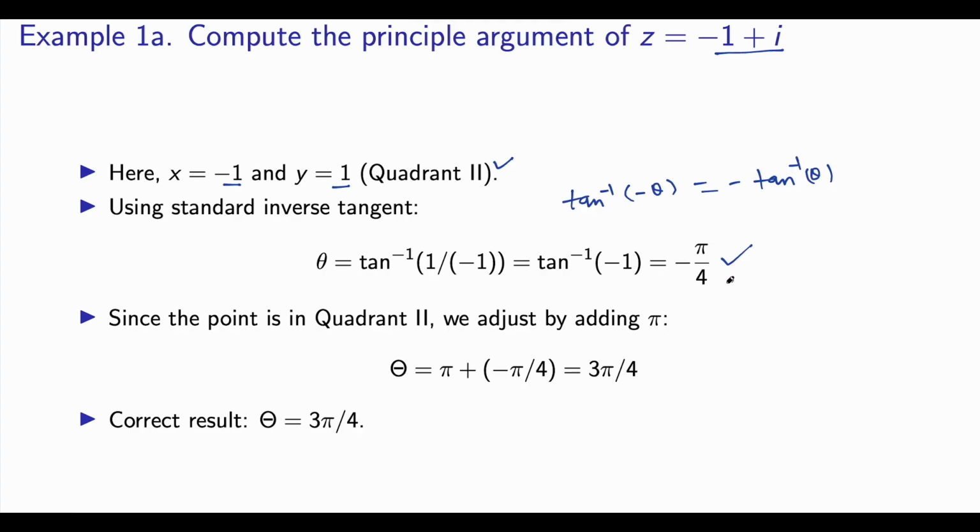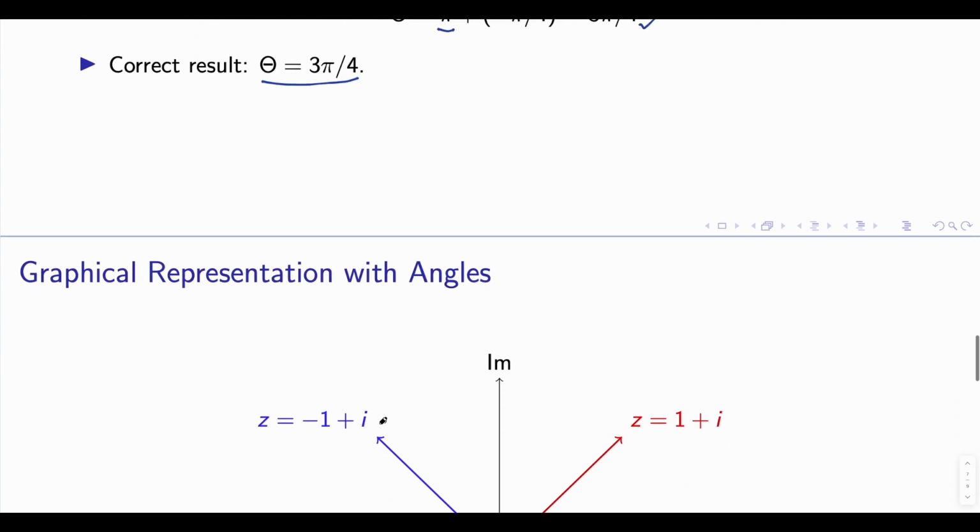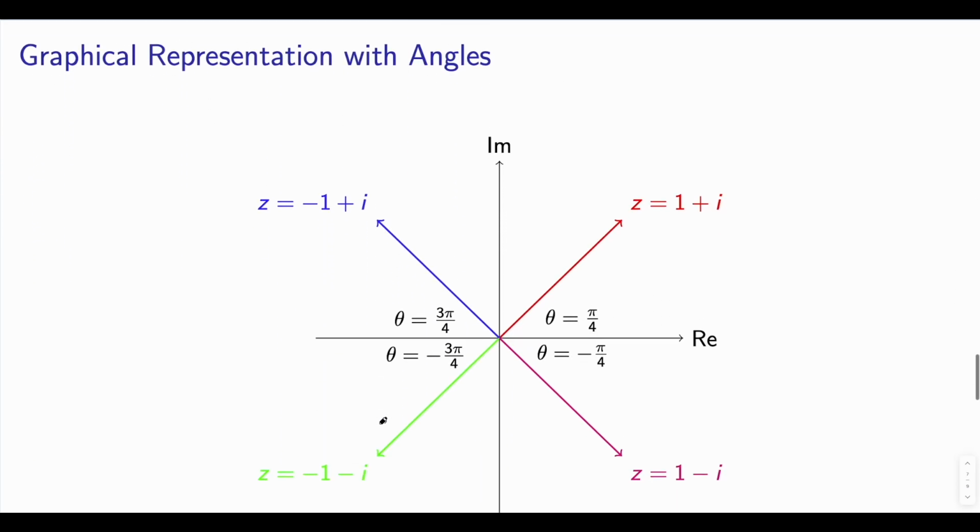But this is in the second quadrant, so this is not the principal argument. What we have to do is adjust by adding pi as per the formula. Now when you add pi, it becomes 3 pi by 4. So the correct principal argument is 3 pi by 4. Now let us see what we are doing here.